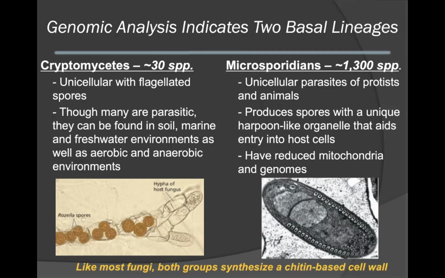Microsporidians are unicellular parasites of both protists as well as animals. They can produce spores with a unique harpoon-like organelle that aids their entry into their host cell. Many microsporidians have reduced mitochondria as well as reduced genomes. Similar to most fungi, both of these groups can make a cell wall based out of chitin.